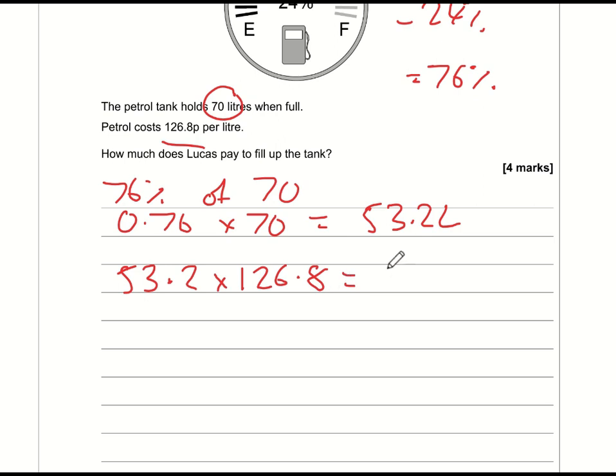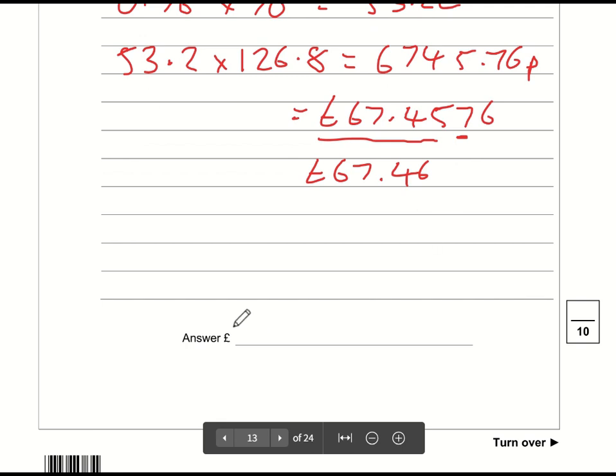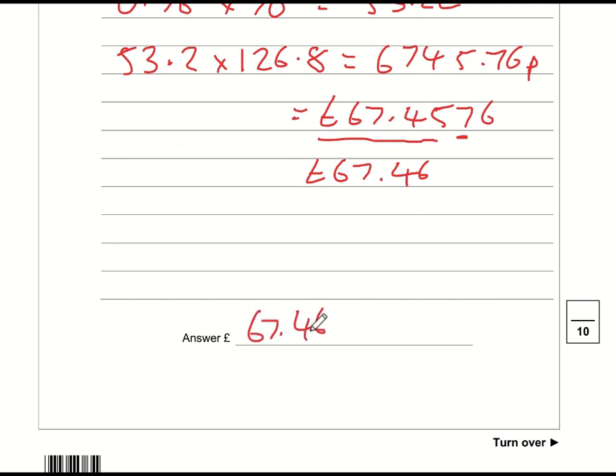126.8, and that comes to 6,745.76, and this is pence. So to turn that into pounds, we are going to divide by 100, so that is going to be £67.4576. So I suppose we should round it to the nearest penny, so we're rounding to 2 decimal places, so we're interested in the 3rd decimal place, which is greater than 5, so I would round that up to £67.46.